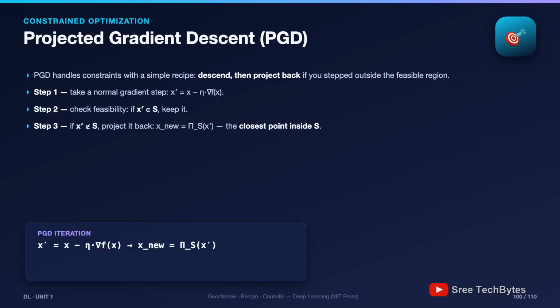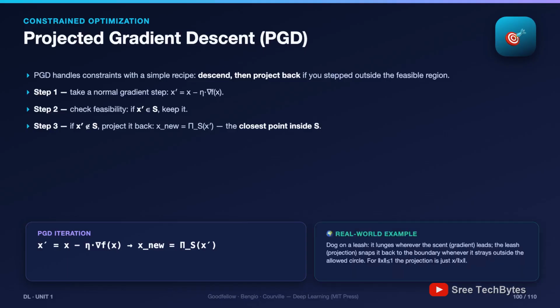And a spicy real-world footnote. PGD is the standard tool for crafting adversarial examples, those invisible image perturbations that fool classifiers, where the perturbation must stay imperceptibly small, an L-infinity constraint. Our worst-case norm from the linear algebra chapter, now starring in AI security research.